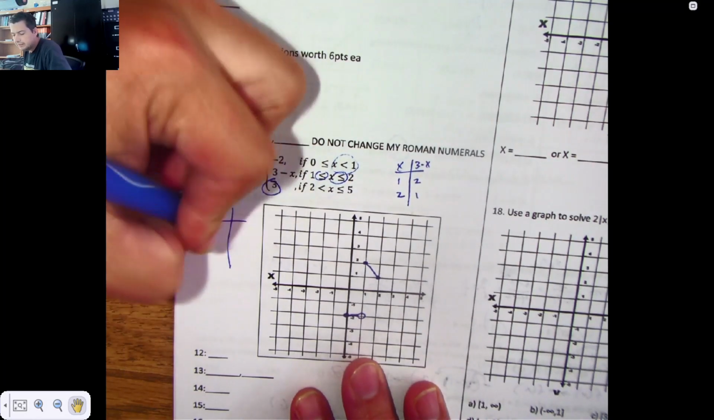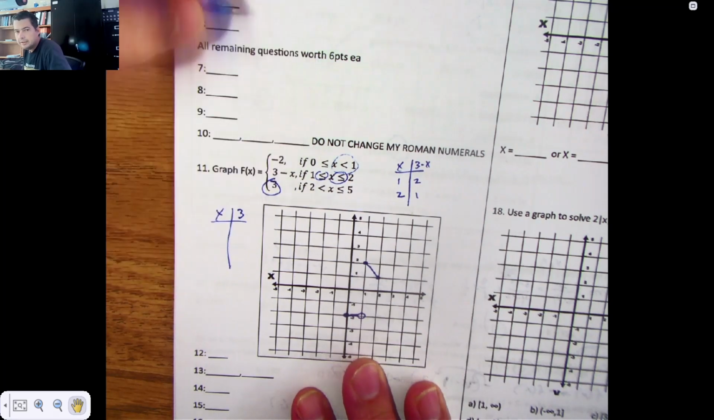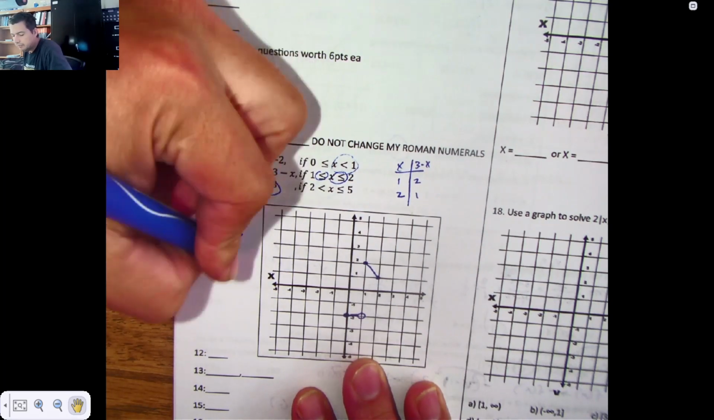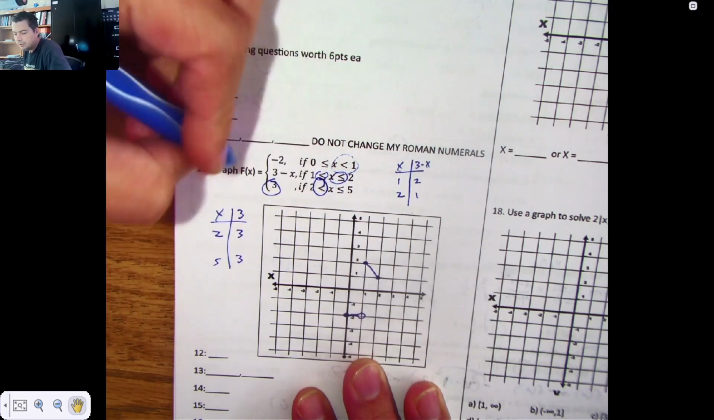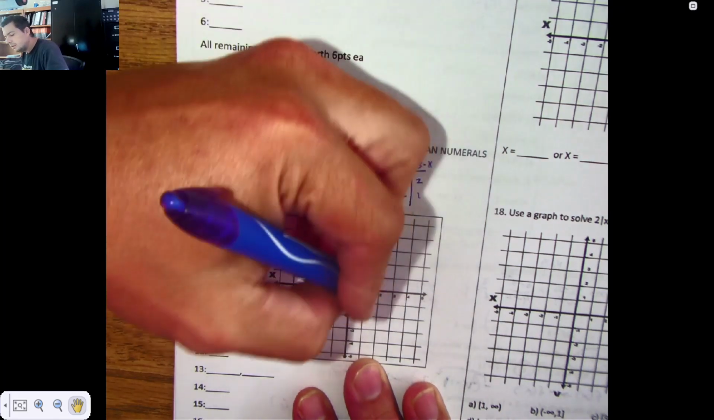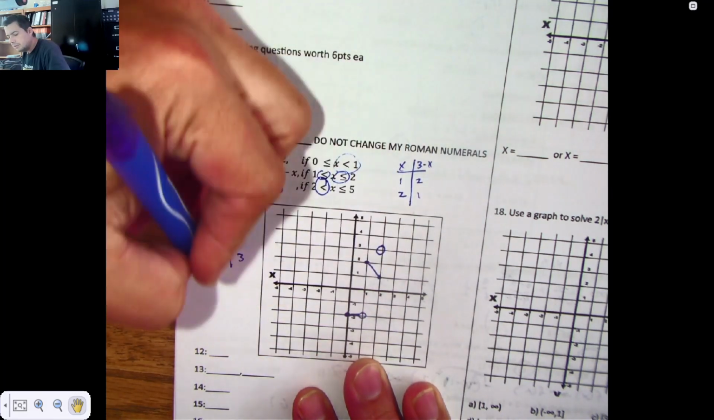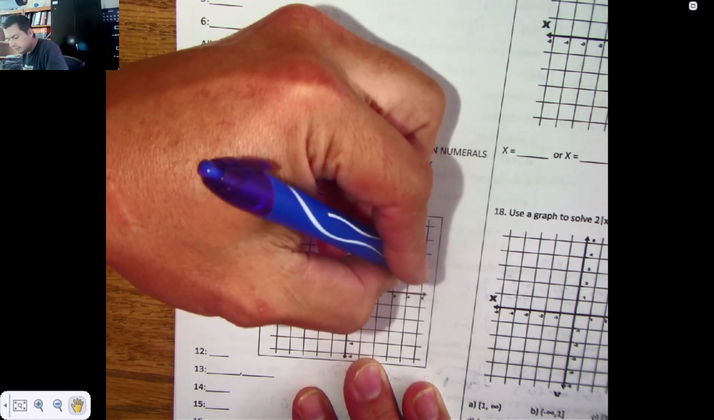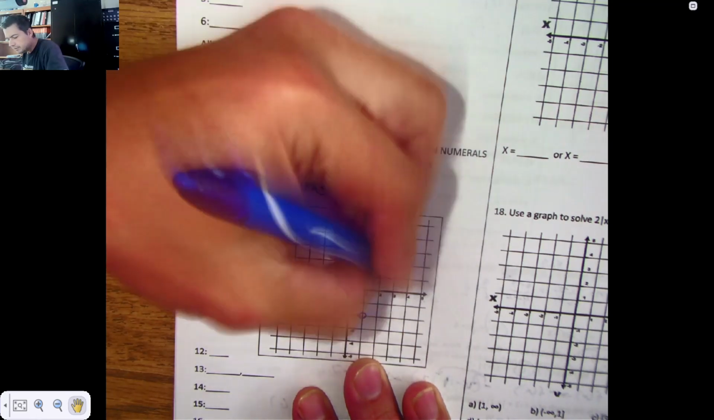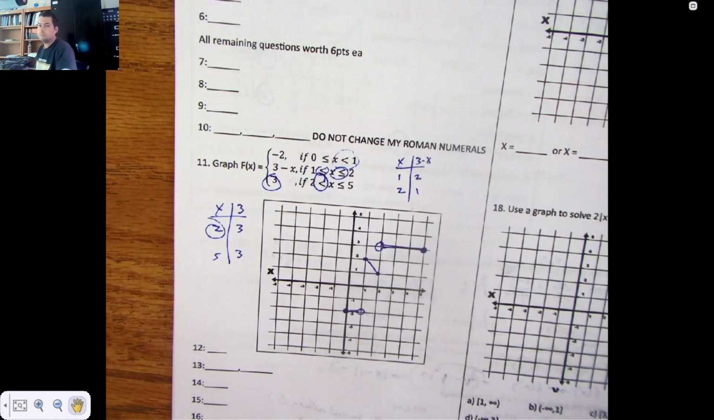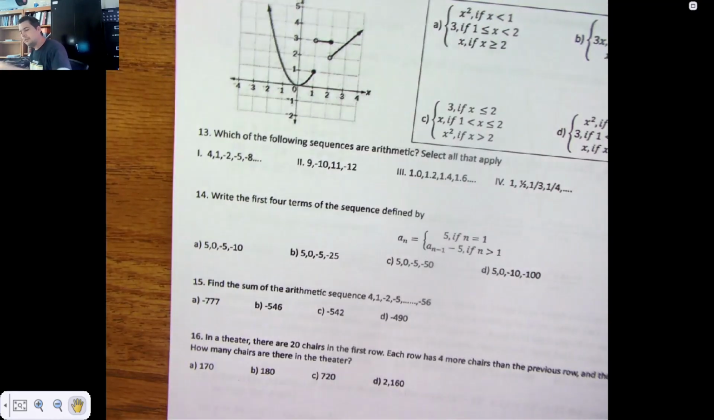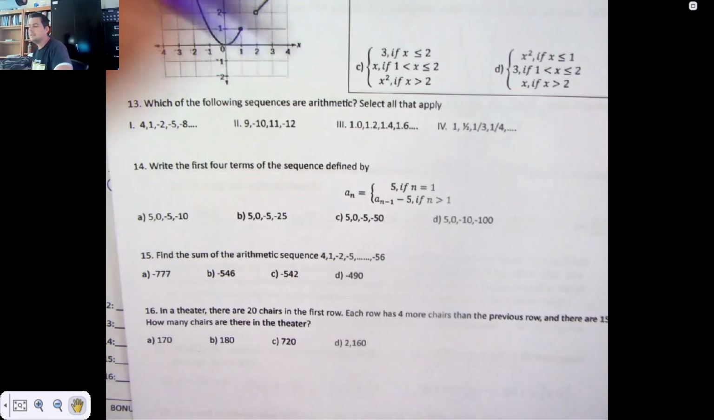And then you got 3. That's for 2 to 5. Let's just think about this table. The input is x, the output is 3. If I throw it a 2, I get a 3. If I throw it a 5, I get a 3. Open hole at the 2 because there's no equality. So the right 2 up 3, open hole. Oh, it's still right there, isn't it? By God, it is. Ta-da! All right, on to 12.